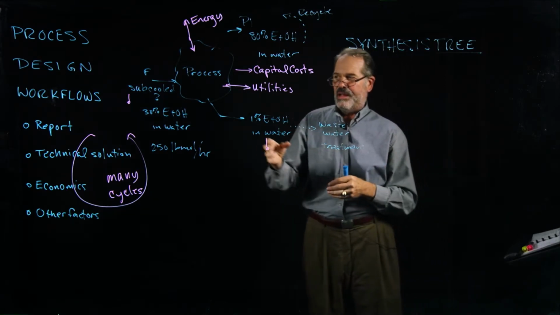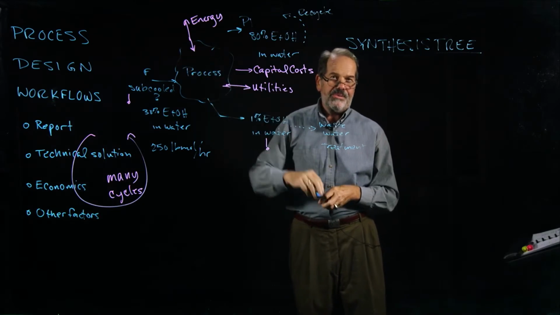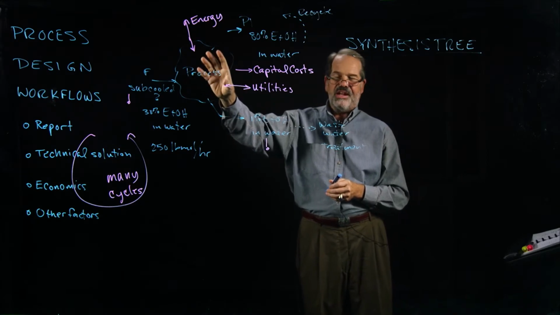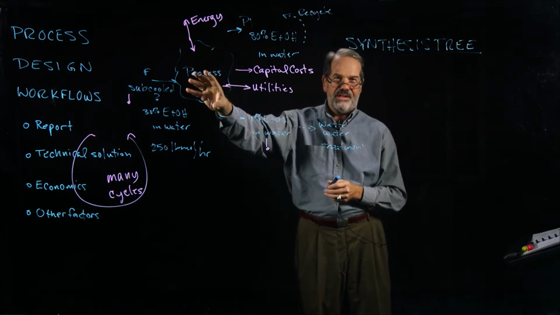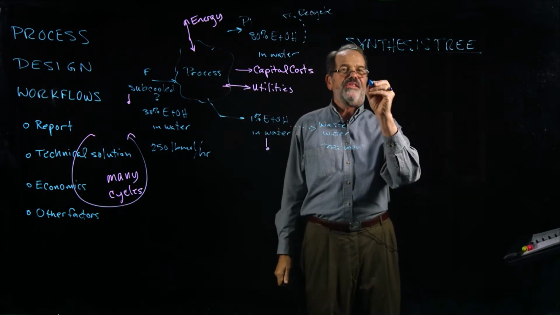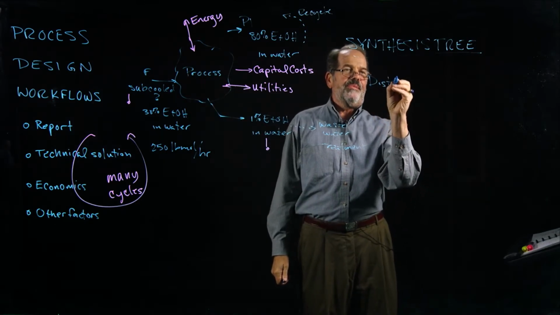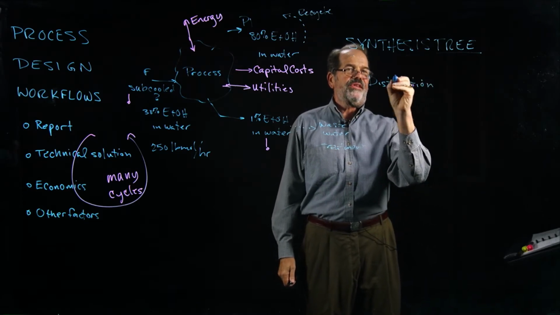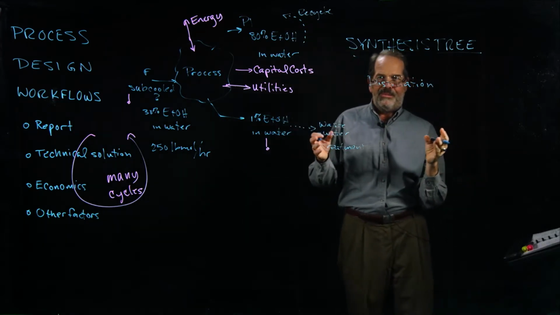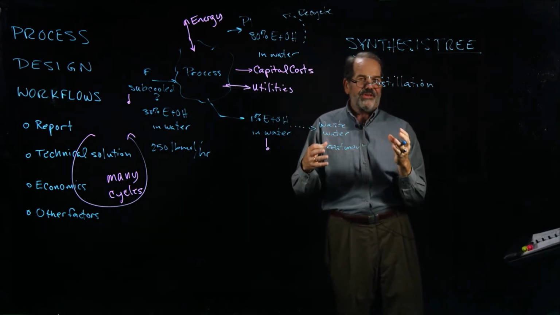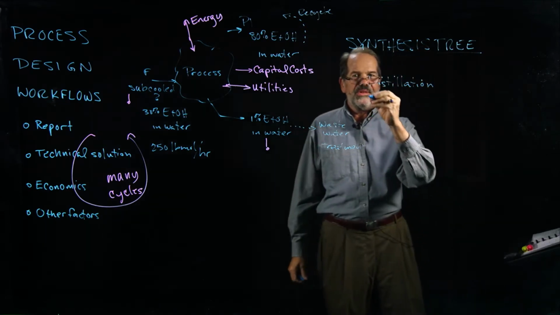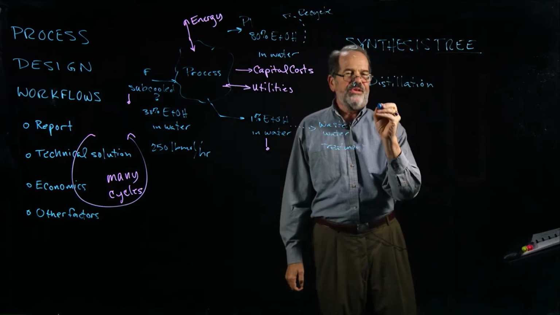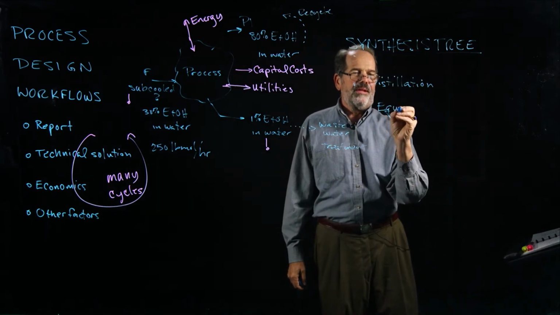In this case, this is almost all separations. So if we looked at this very carefully, the first thing we'd do is say, gosh, the best choice I have for separation here is distillation. So my synthesis tree is pretty simple. I'm going to use distillation. I'm not going to use crystallization or some other separation technique. So that's pretty simple. The question is now, what equipment am I going to use to do the distillation?